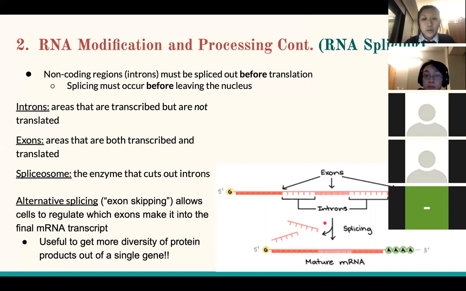So you want to have a spliceosome, which is an enzyme that comes in to take out these introns, and then it pieces these exons together. There is something known as alternative splicing, which is also known as exon skipping. And that basically just allows the cells to regulate which exons make it into the final mRNA transcript. So for example, if you wanted only this dark red piece and this last dark red piece, you can take out all of the middle ones, including this exon, through alternative splicing. And this also allows for a lot more diversity within your genome.